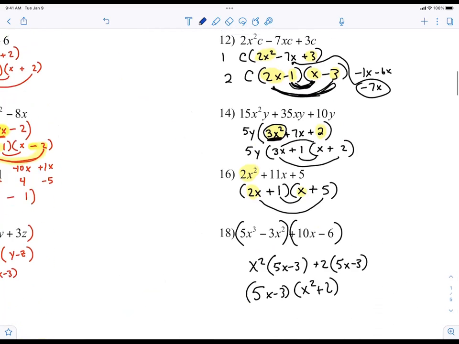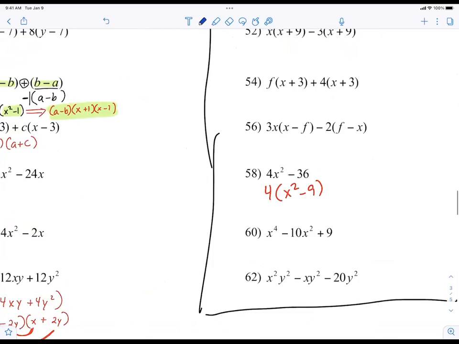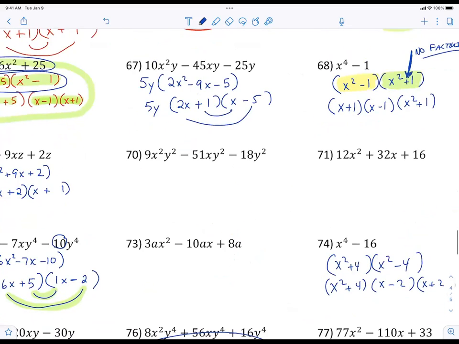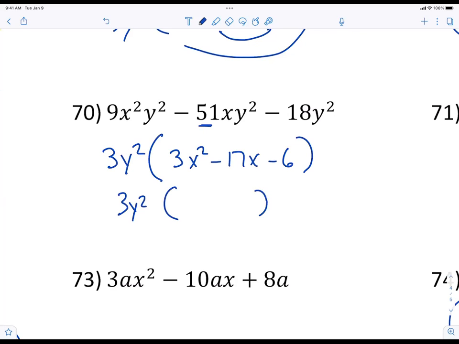All right, I'm getting ready to turn everything off. Does anybody have anything? All right, one more, 70. Here I have 3y squared. 3 is common with 51. That's why it's annoying. So then that becomes 3x squared minus 17x minus 6. And then 3y squared, and then it would be 3x plus 1 and x minus 6.